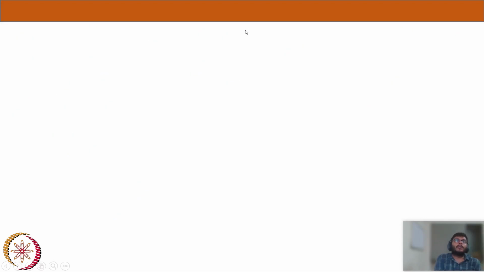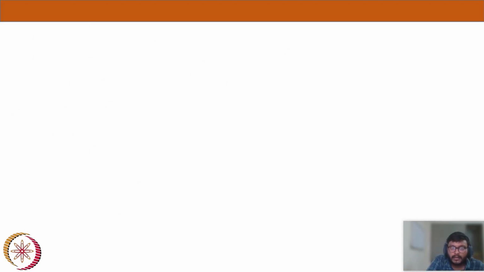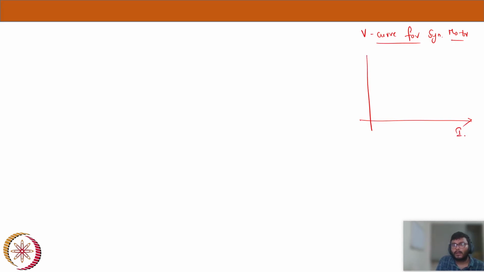So this is what a motor condition would look like, and if I want to draw a V curve for a synchronous motor, same concept, variation of field current, we will see what happens to the IA.